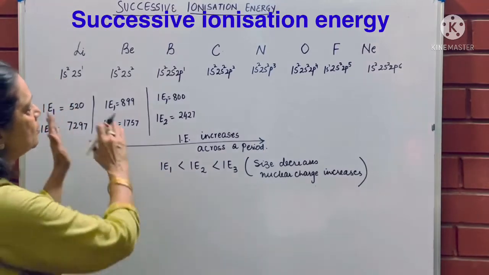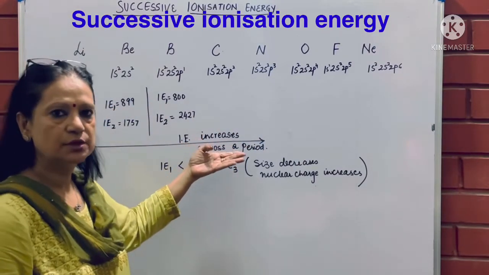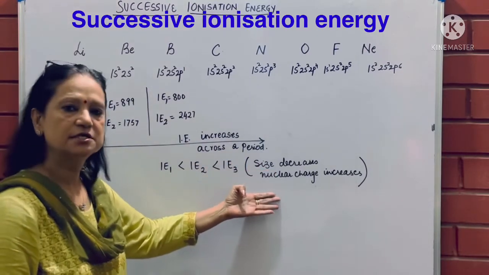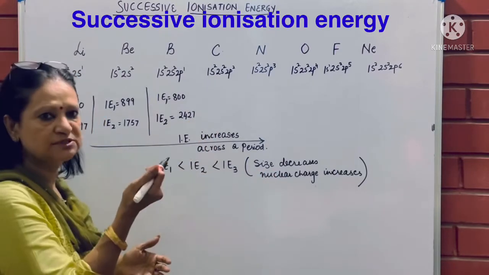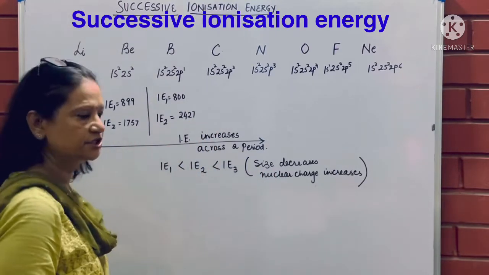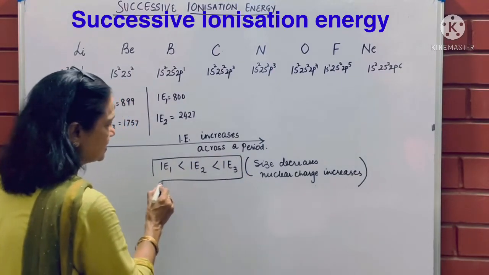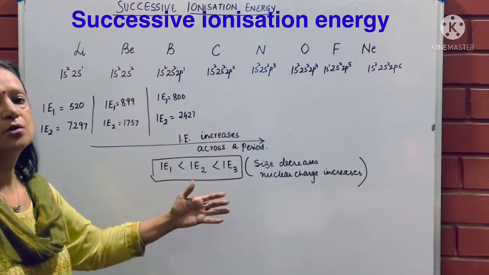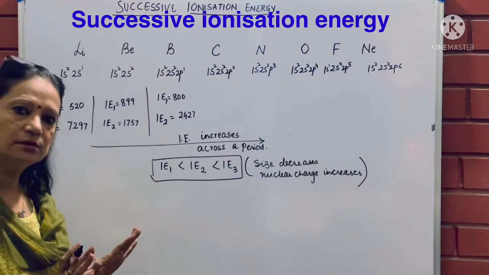In any case, from left to right in the periodic table, ionization energy goes on increasing because size is decreasing, nuclear charge is increasing. This is anyway going on. And size becomes smaller and smaller, more and more energy is required. So first ionization energy is less than second, is less than the third. So it all depends upon what is left behind when the electron has been lost.